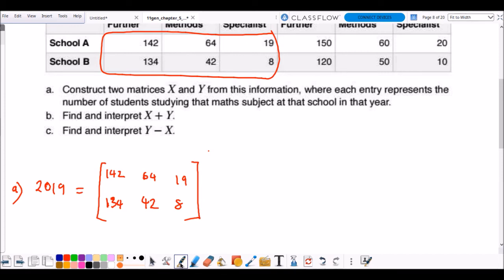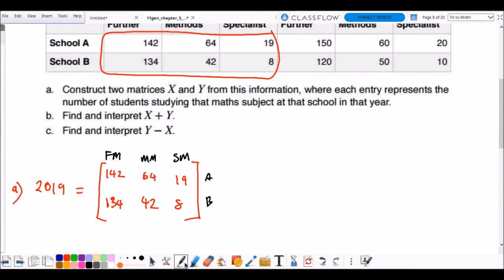So this is school A, this is school B. Let's use another color so you don't get confused. So that's that row, that's that row. And then what are the columns? This is further maths, I'm just going to write FM. Methods, we'll just go MM for maths methods. And then specialist, we'll go SM. So this is the 2019, these are the numbers for schools A and B, and what each student studied depending on the subject.